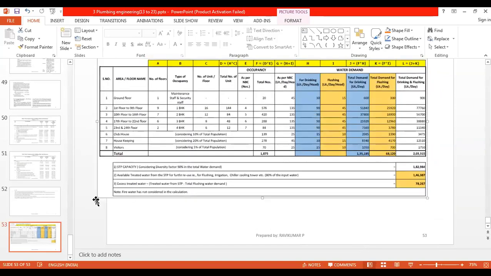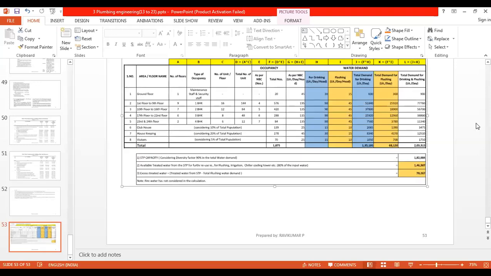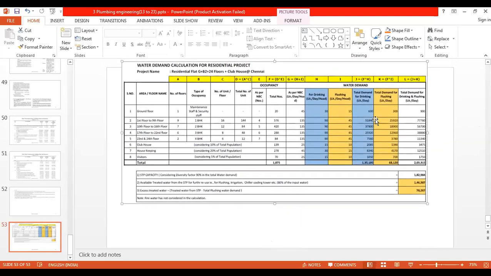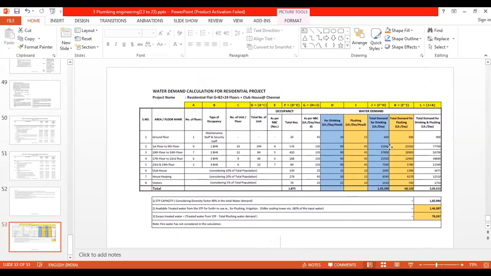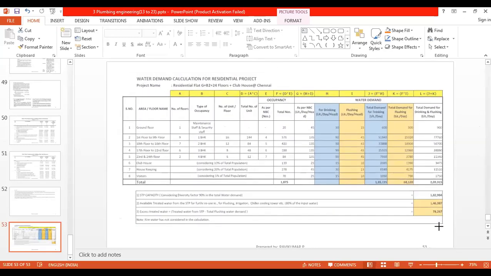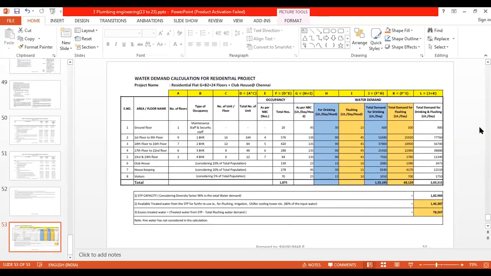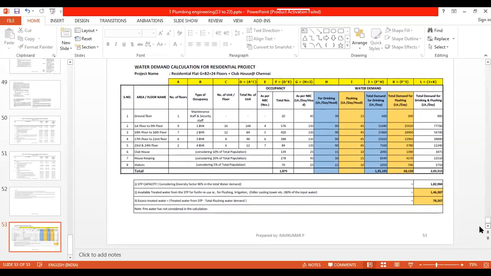For better understanding, for the client's better understanding or representation purpose, you can use a chart-based balance sheet, whatever it is. Here I am not showing the water balance chart, but you can also show it, no problem.